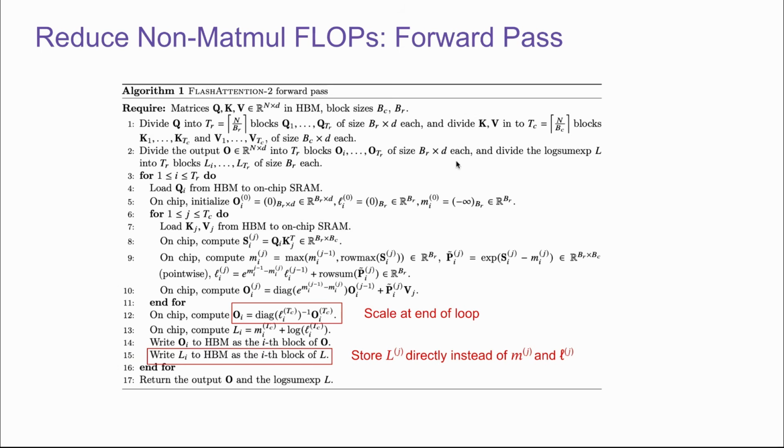algorithm. This is a summary of the forward pass algorithm for FlashAttention 2, and I have already highlighted the differences. For example, here is where we scale the output at the end of the loop, so we have the accurate output. And here we write big Li to HBM directly instead of storing M and small l.